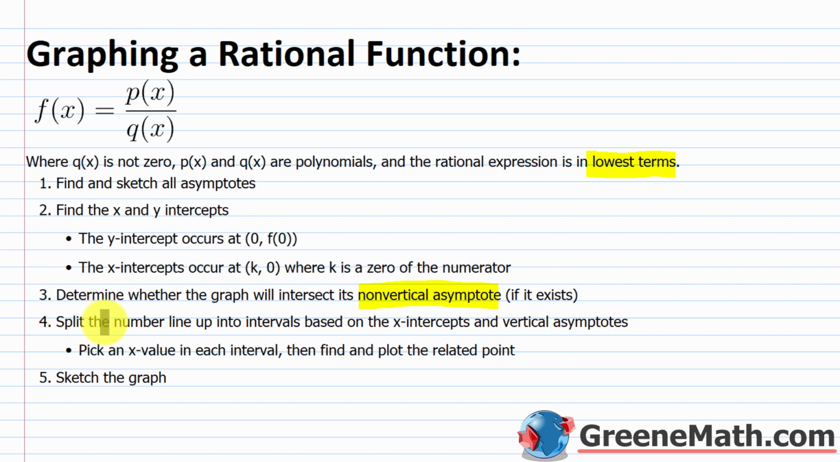Then the fourth thing is we want to split the number line up into intervals based on the x-intercepts and vertical asymptotes. We're going to pick an x value in each interval, then find and plot the related point. This right here where it says pick an x value, you might need to pick several. It's just depending on what you're trying to graph. Some graphs are more complex and they take more points. But for a basic rational function, something that's easy, you can just use one x value in each interval, and that would be okay. Then for 5, the last thing, we're going to just sketch the graph.